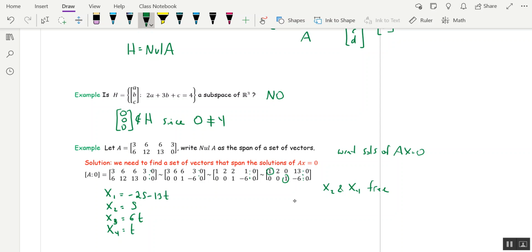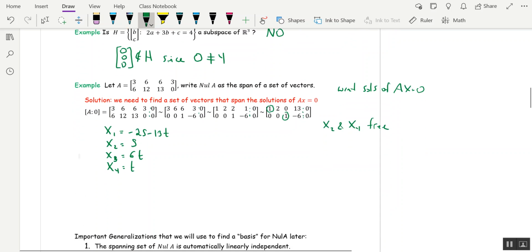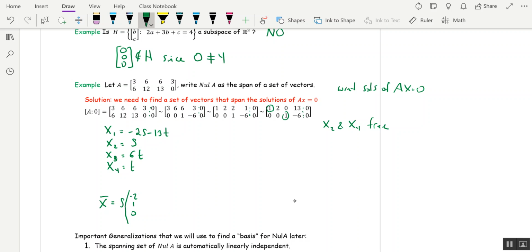All right, so in parametric vector form, x bar equals, I'm going to have an s vector and a t vector. The s vector is negative 2, 1, 0, 0. And the t vector is going to be negative 13, 0, 6, 1.